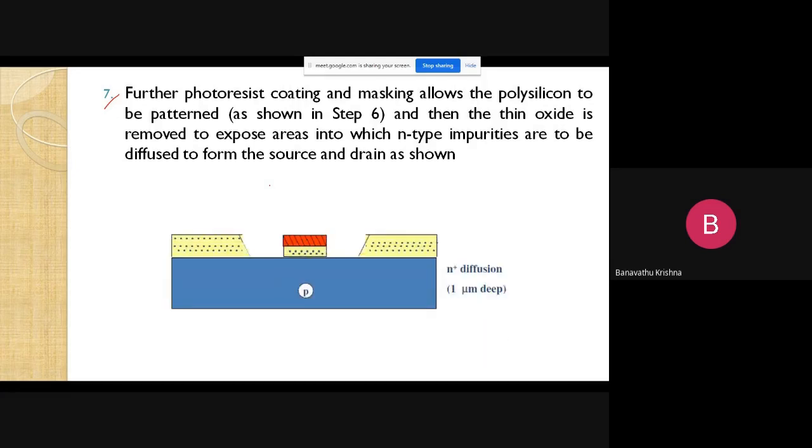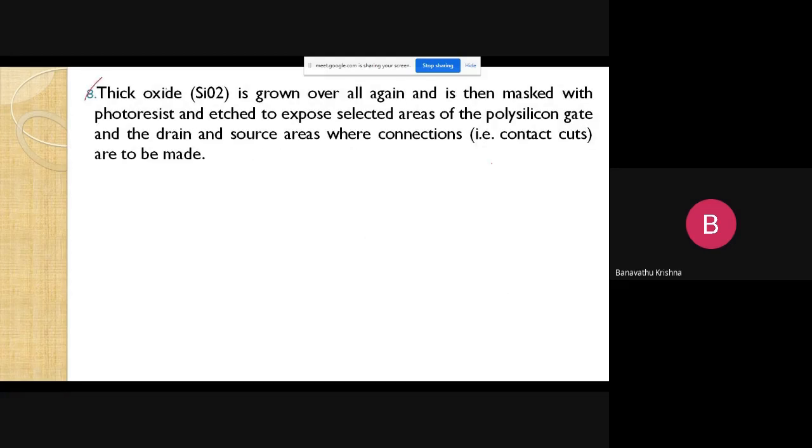This is the substrate, and the previous diagram is here. Now it is going to be formed. Let us see where we want to diffuse the n-type impurities. Those areas are going to be diffused by the diffusion process. That is, n plus diffusion impurities are introduced into the diffusion area using suitable gas techniques, right? Then thick oxide is grown overall again, and then masked with the photoresist and etched to expose selected areas of the polysilicon gate, and the drain and source areas where connections are to be made.